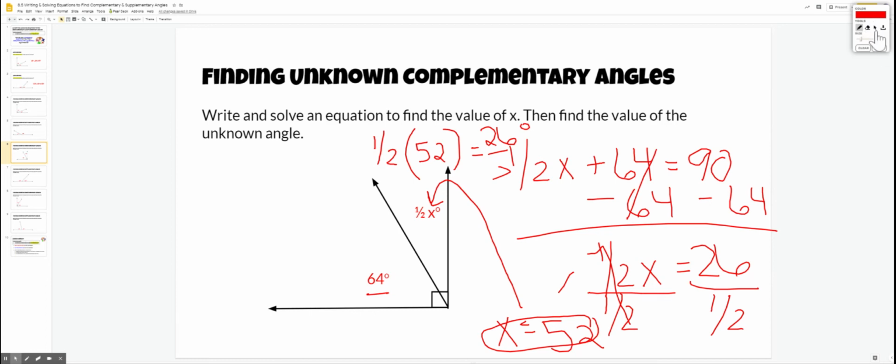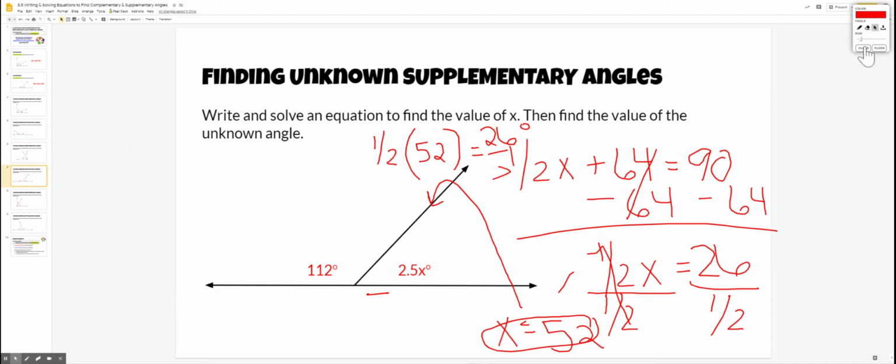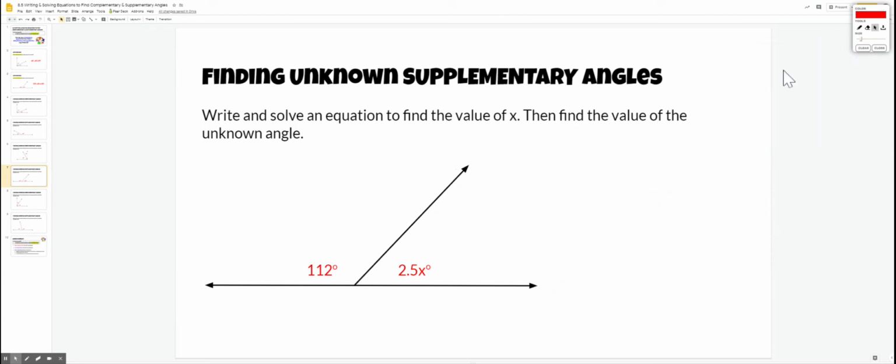Let's try one more with supplementary. See if you can help me with that one. What is happening here? Okay, so here we have supplementary angles, right? They make a straight line. They measure 180 degrees. So when I'm setting up my equation, I'm going to have 112 plus the 2.5x that's represented for this angle gives me a total of 180 degrees.